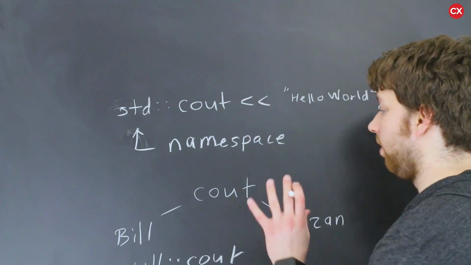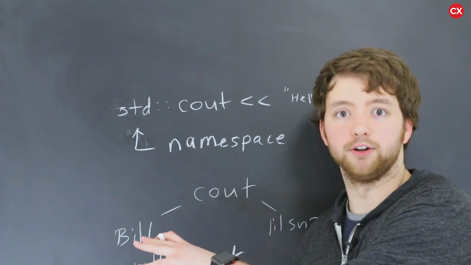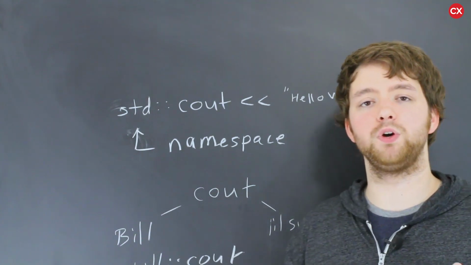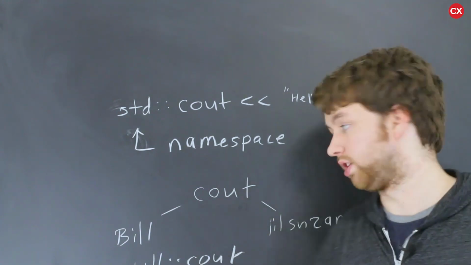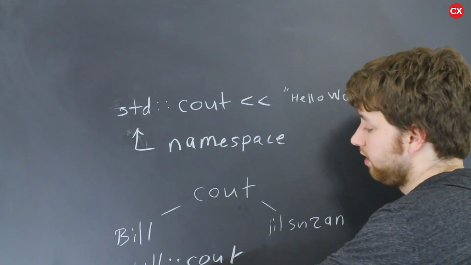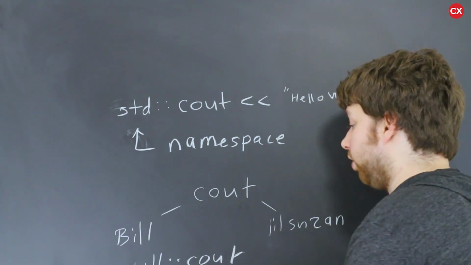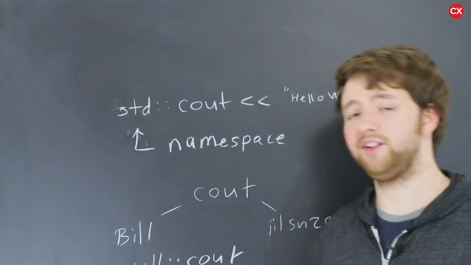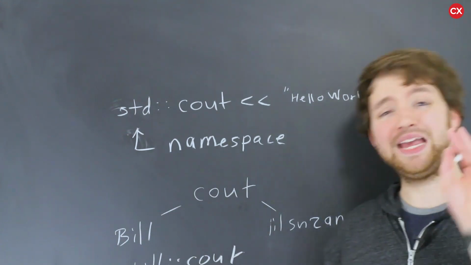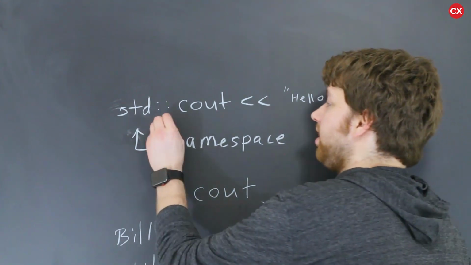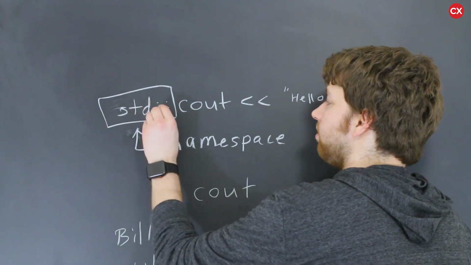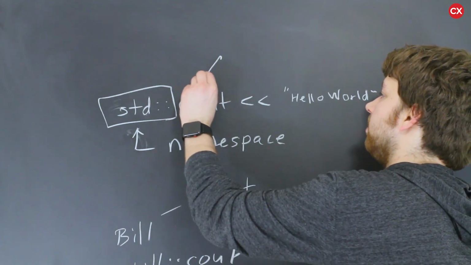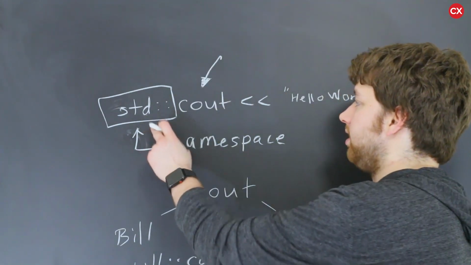So basically, all of Bill's code can be in its own container, essentially, and all of little Susan's code can be in its container. And if you want to say, I want to call Bill's code, you could put Bill:: and then the name of whatever you're trying to do. And if you wanted to call Susan's, you could say Susan:: and the name of whatever you're trying to do. And if none of this makes sense, that's fine. Basically, what I'm trying to say here is that we need to prefix this with std:: to be specific where we want this cout to come from. It's coming from the standard namespace, the std namespace.